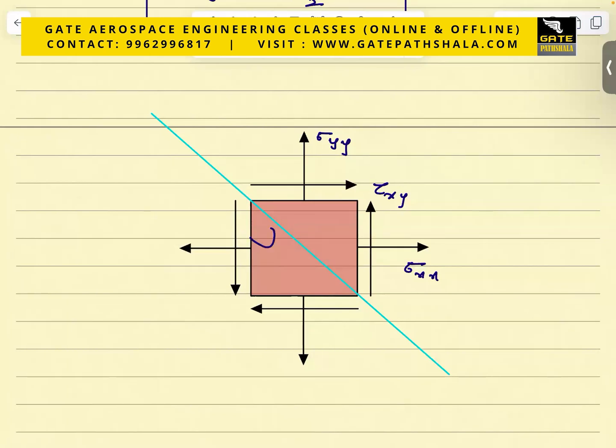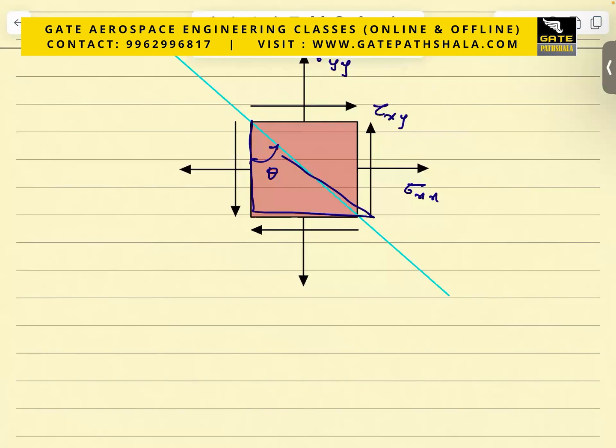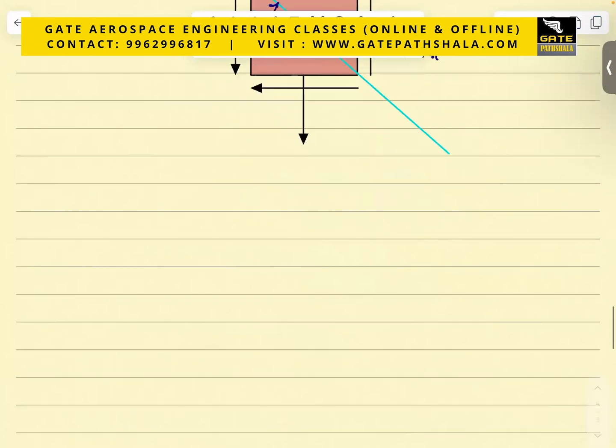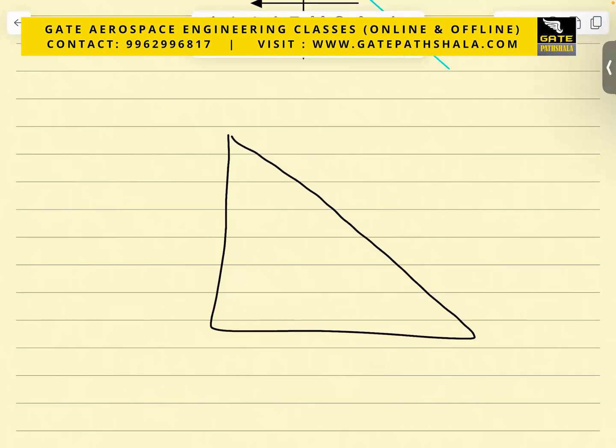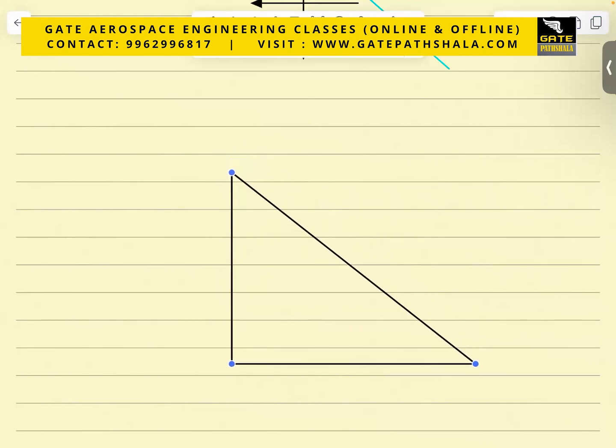And make some angle with respect to vertical. So this is my theta. Remember, I am making the angle with respect to the vertical line, not with the horizontal one. Okay. Now what I will do, I will take only this half. Then I will try to see what kind of stresses will act on that plane. Okay. Just a second. I will draw the elaborated picture of that. It's a triangle.